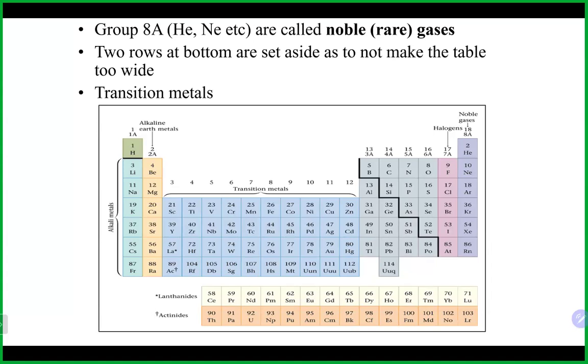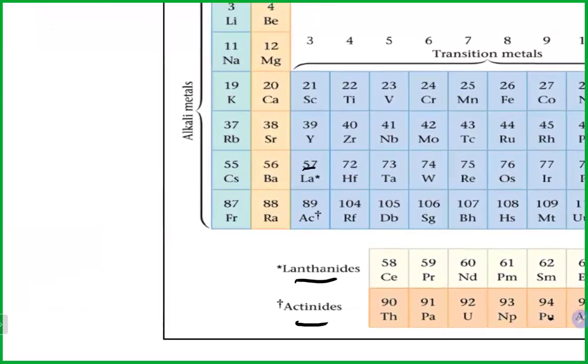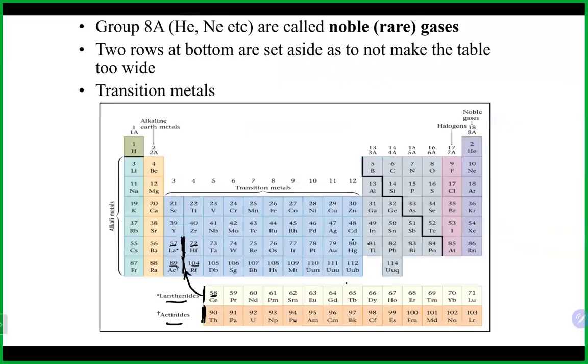The two rows at the bottom are set aside so the table is not too wide. This is the lanthanide and actinide series. If you follow the numbering, we go 57, 72. That's 58. This row technically goes right about there. And if you follow the numbering here, 89, 104, this row technically goes right about there as well. And that is where those go. They're called the lanthanide and actinide series because those are the elements they technically should follow on the periodic table.